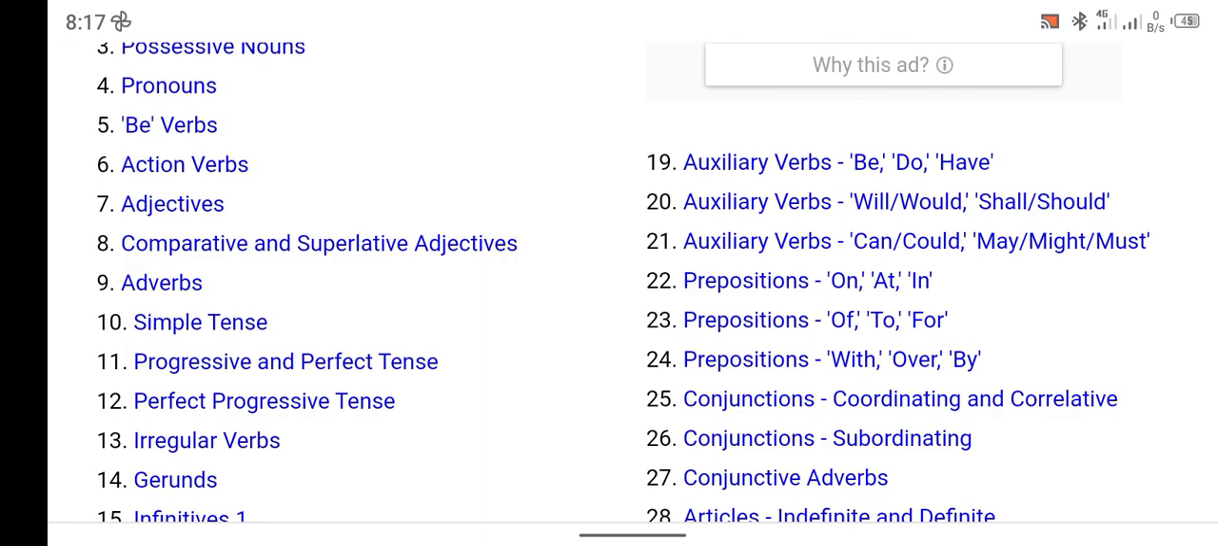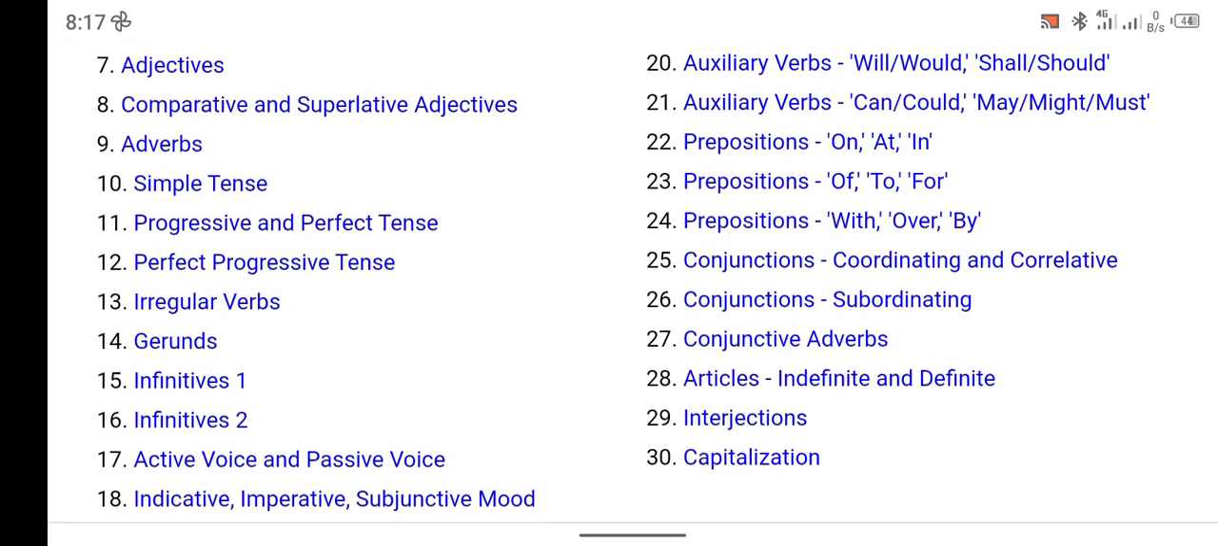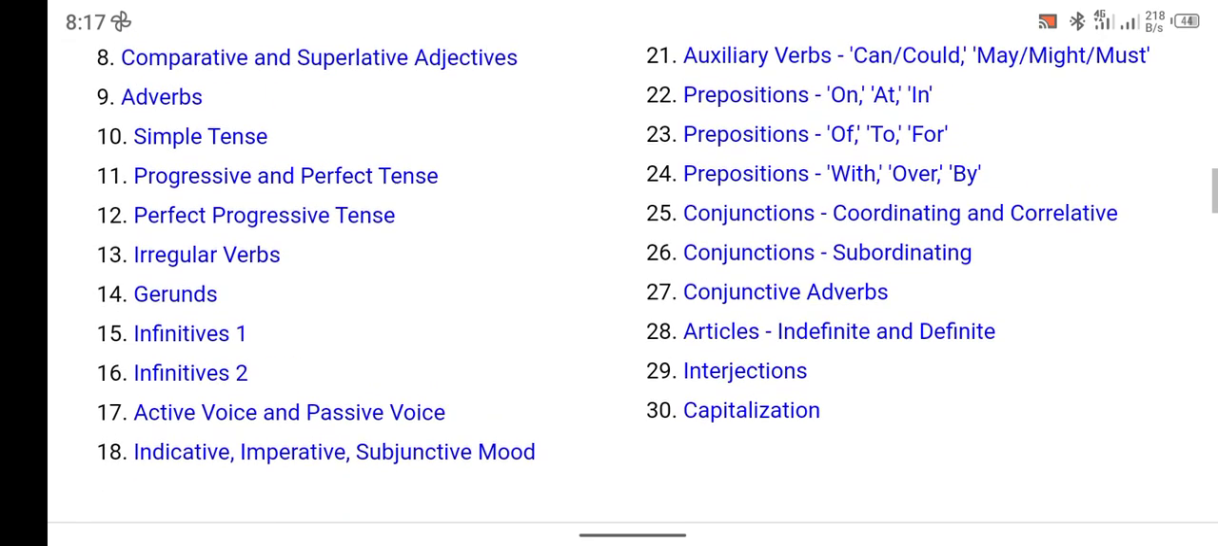Prepositions on, at, in. Prepositions of, to, for. Prepositions with, from, by. Conjunctions coordinating and correlative. Conjunctions subordinating, conjunctive adverbs. Articles indefinite and definite, interjections, capitalization. So these are the topics.